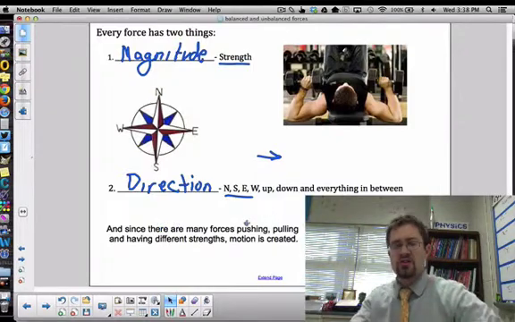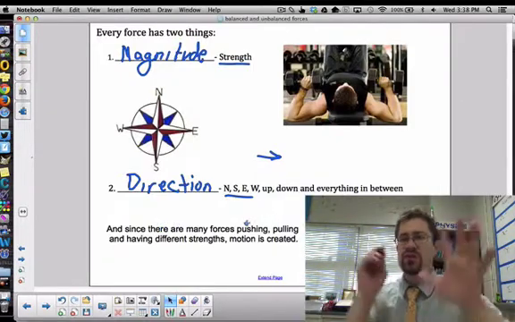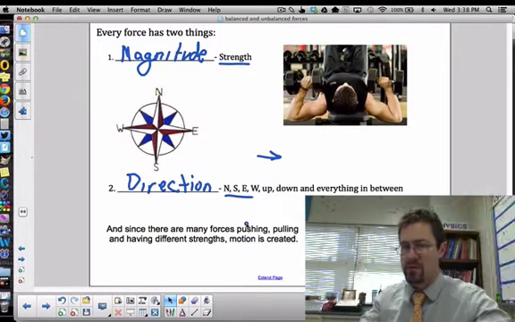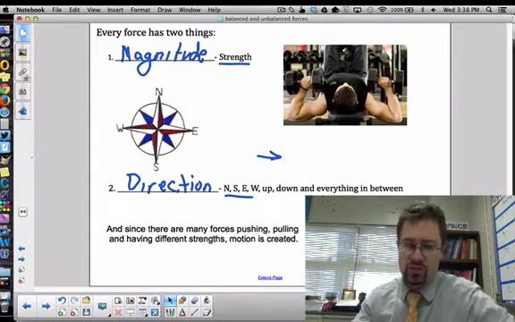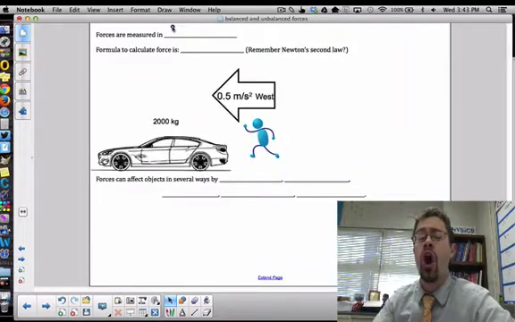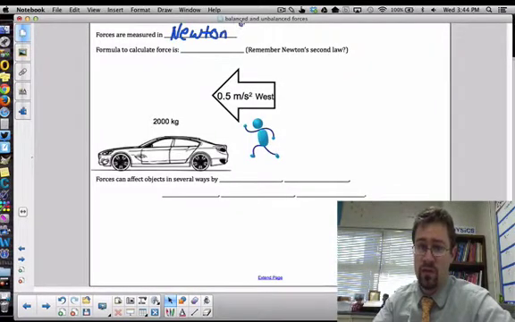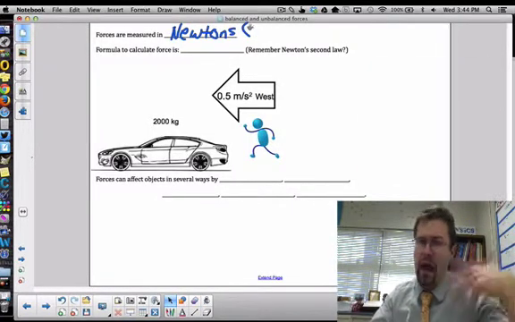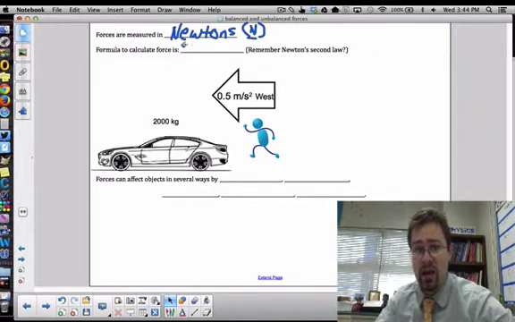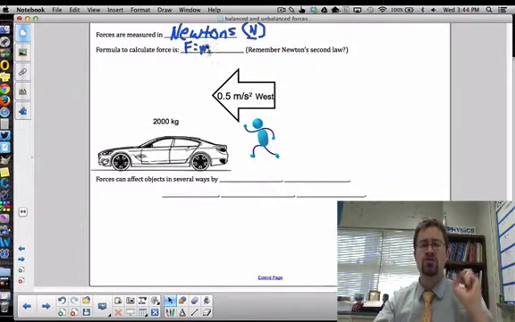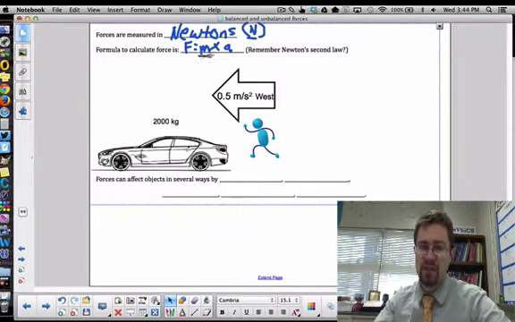So since there's many forces, motion is created. And all these forces are either balanced or unbalanced. When they're unbalanced, we show them as a net force of magnitude and direction. Okay, forces are always measured in newtons. So named after some person, Sir Isaac Newton, maybe? It's a big capital N for that. And our formula that we use to calculate force is force equals mass times acceleration, m times a.